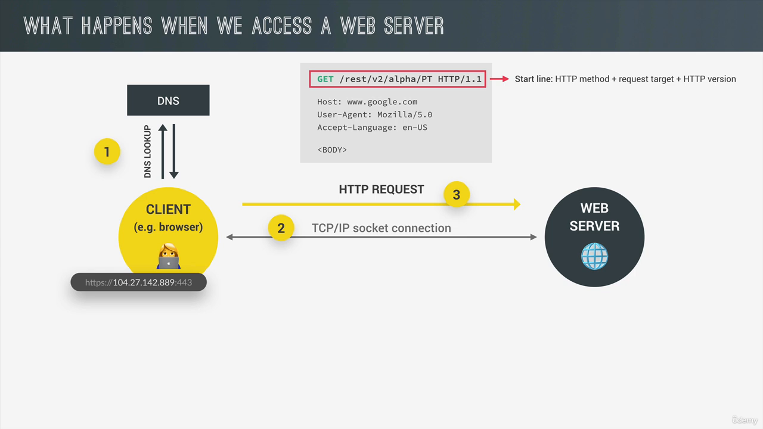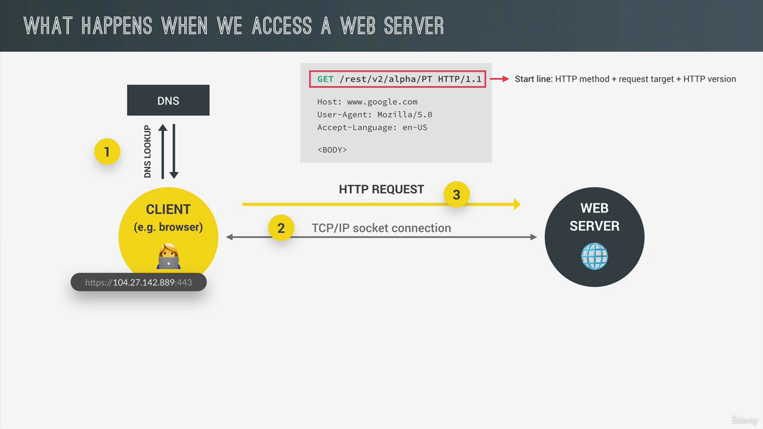So we had this in the URL before, and now it is simply sent as the target in the HTTP request. And so then the server can figure out what to do with it. Now, if this target was empty, so if it was just a slash, basically, then we would be accessing the website's root, which is just restcountries.eu in this example.